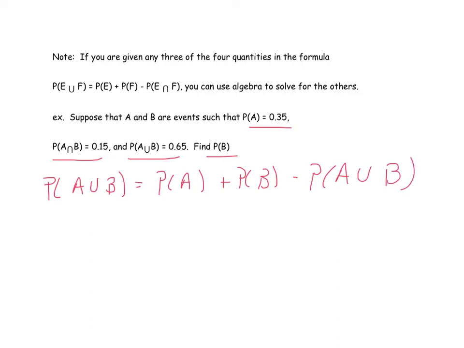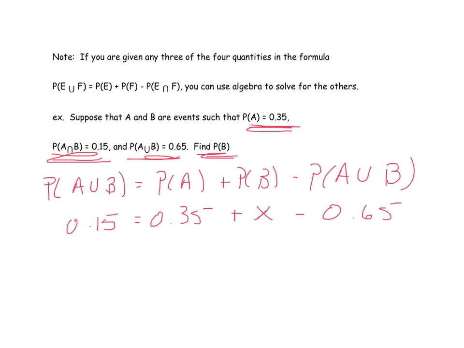Alright, so I want to fill in whatever I know. Do I know the probability of A intersect B? Yeah, that's 0.15. So I'm going to replace this with 0.15. Probability of A is 0.35. Probability of B I don't know, so I'm going to give it a variable. I'll just call it x. And probability of A union B is 0.65.